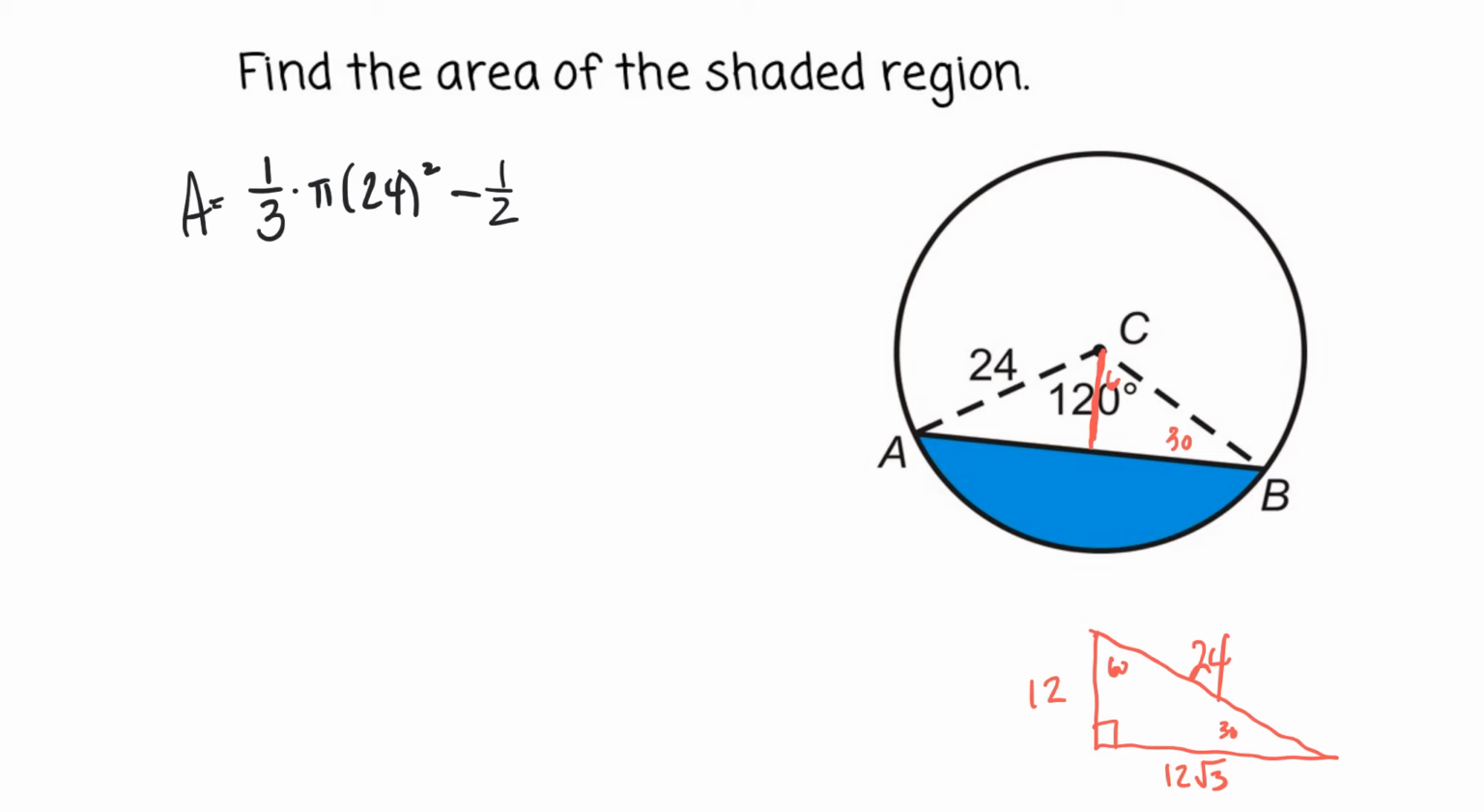Now keep in mind, this part is 12 radical 3, and this side over here is 12 radical 3. So when I go to do my base and height, my base really goes this whole distance. So my base is going to be 24 radical 3 times the height of my triangle, which is this piece right here. So that's 12.